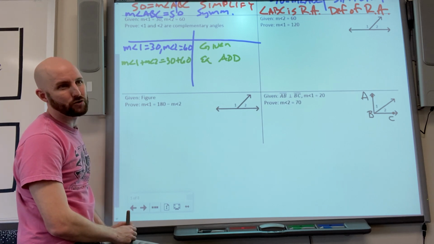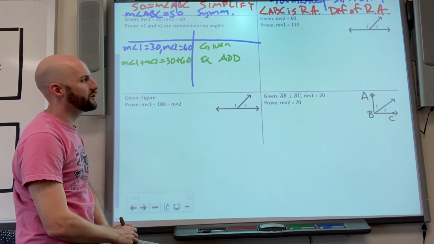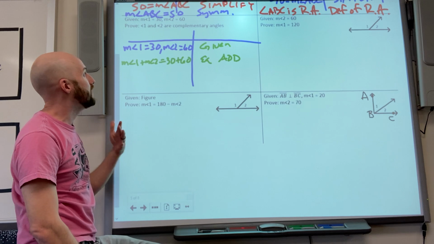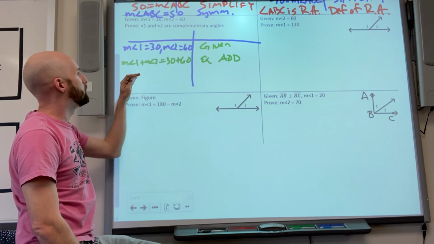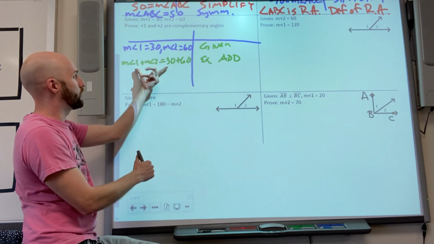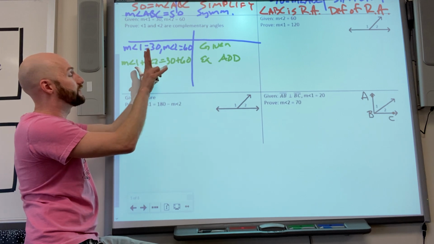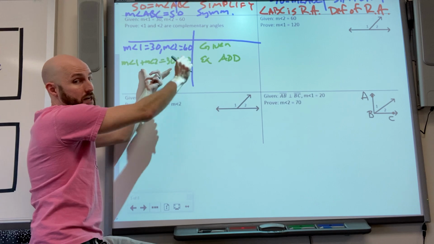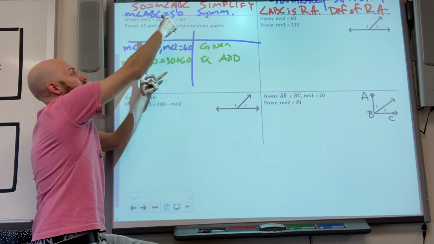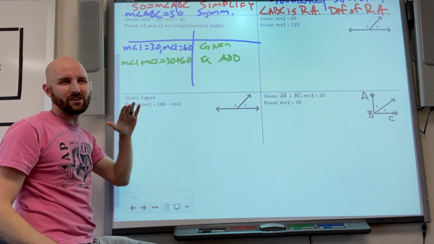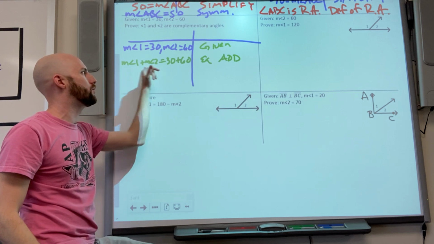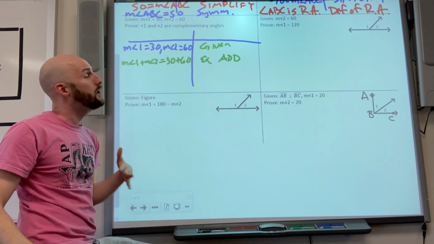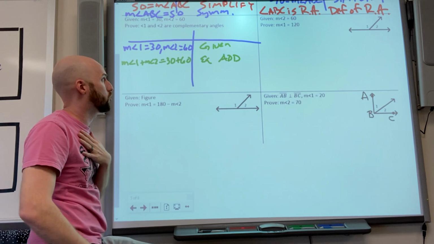I've also seen people do, if that equation addition is weird, I've seen another way to do this is to physically write, like take measure of angle 1 equals 30 and then do a plus measure of angle 2 as an add POE, and then I can substitute the 60. So you can go that route too. I think I go this route because it's one step instead of two, but again, that's not incorrect.